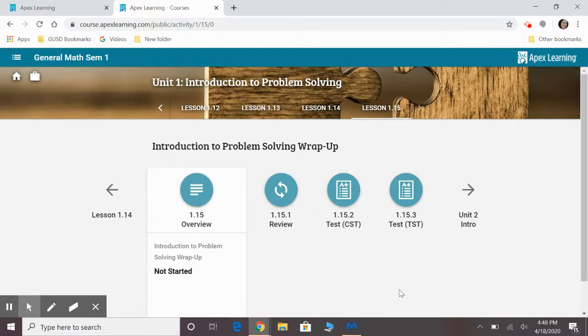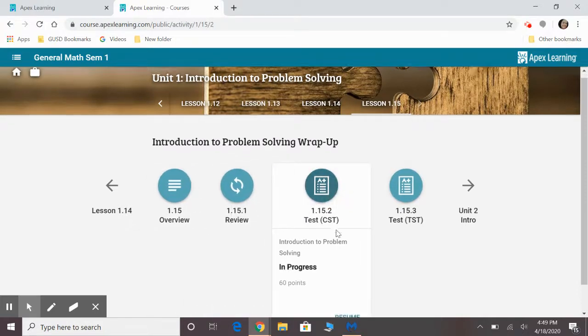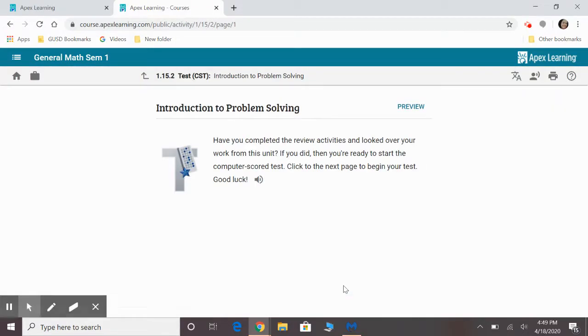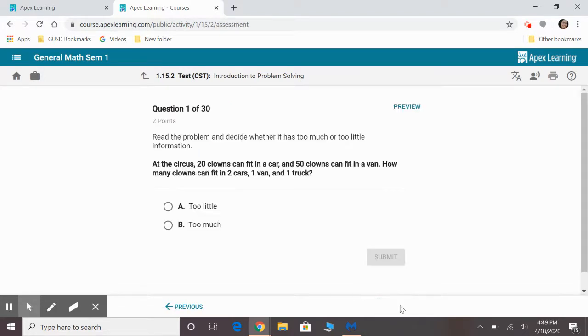So that is that. So the last part that I wanted to show you was taking the CSTs, which is the computer scored tests at the end of each unit so that you can pass on to the next unit. This is what they look like. I had already started it, so that's why it says resume. It would usually just say start. You can see that it's 30 questions here, and you would go through and answer all of the questions, and I will show you what happens after I do that.